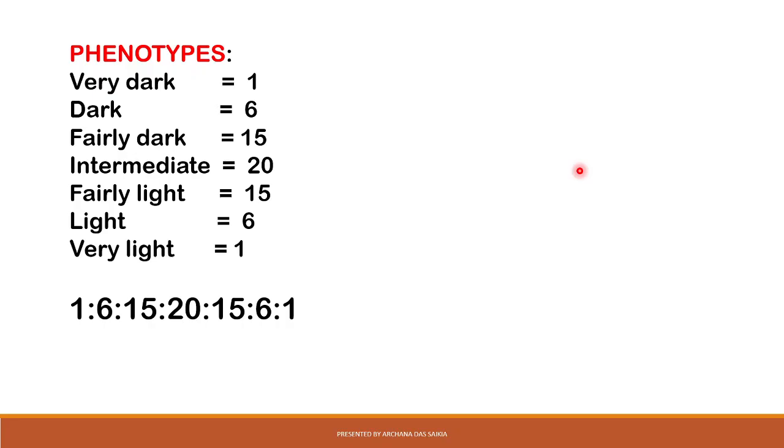Let us see the ratio now. So here you can see what happens. Very dark 1, dark 6, fairly dark 15, intermediate 20, fairly light 15, light 6, very light 1. So the ratio comes to 1 is to 6 is to 15 is to 20 is to 15 is to 6 is to 1. This is the ratio in case of polygenic inheritance of skin color, when a cross is made between two individuals both with intermediate skin color. So there are maximum chances of getting an intermediate skin color.